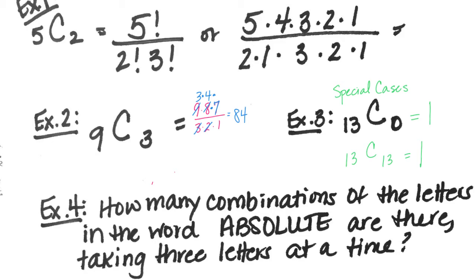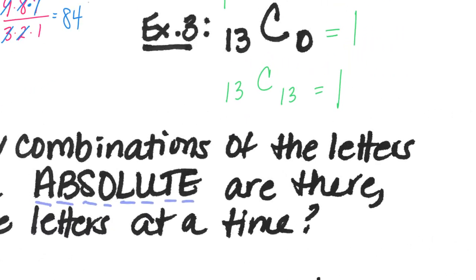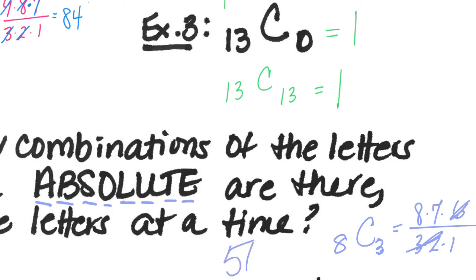So example 4 says, how many combinations of the letters in the word absolute are there taking 3 letters at a time? The first thing I have to do is count the letters. 1, 2, 3, 4, 5, 6, 7, 8. So I know I'm going to have 3 letters at a time, 8 combination 3. If I set this up, I get 8 times 7 times 6 over 3 times 2 times 1. And my answer will be 56 different combinations.